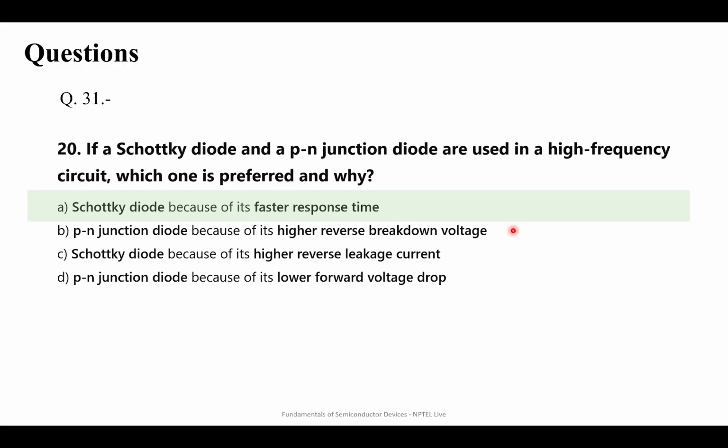Schottky diode because of its faster response time. The switching speed between on and off in a Schottky diode is faster than in a PN junction diode because only one type of carrier is responsible for current in a Schottky diode. There are no minority carriers in a Schottky diode. Hence, it has a faster response time, and you want a fast response in a high frequency circuit.